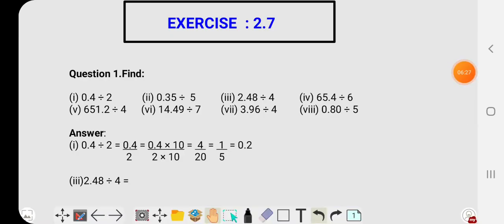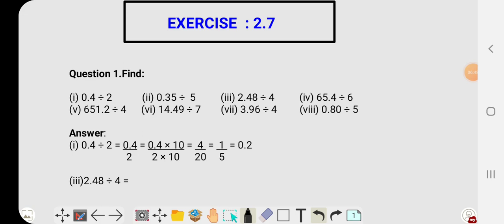Now we can start exercise 2.7, as we have seen all the concepts related to division of decimal numbers. Question number 1 is find. What do we have to find? We have to find the division. First is 0.4 divided by 2.